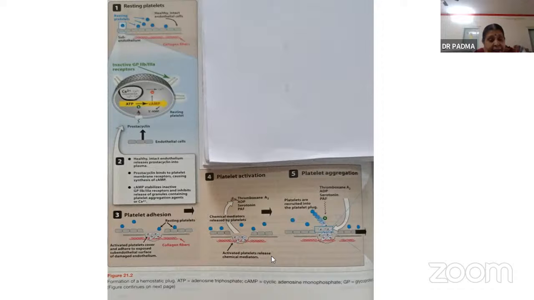Next, the platelet adhesion takes place. Adhesion, activation, aggregation. Three A's are important for the formation of a clot. That is platelet adhesion, platelet activation, and platelet aggregation by various mechanisms through thromboxane A2, ADP, serotonin, platelet activating factor, and also PGI2.